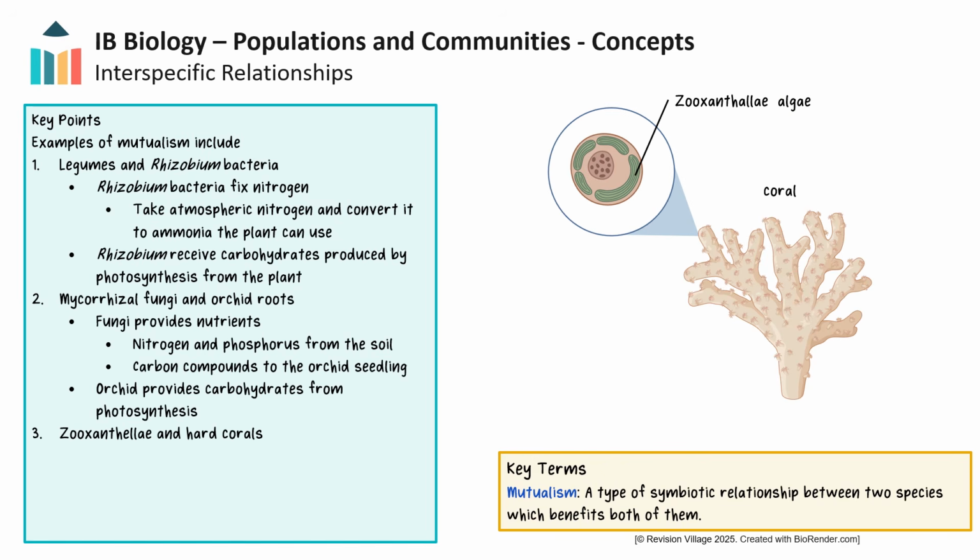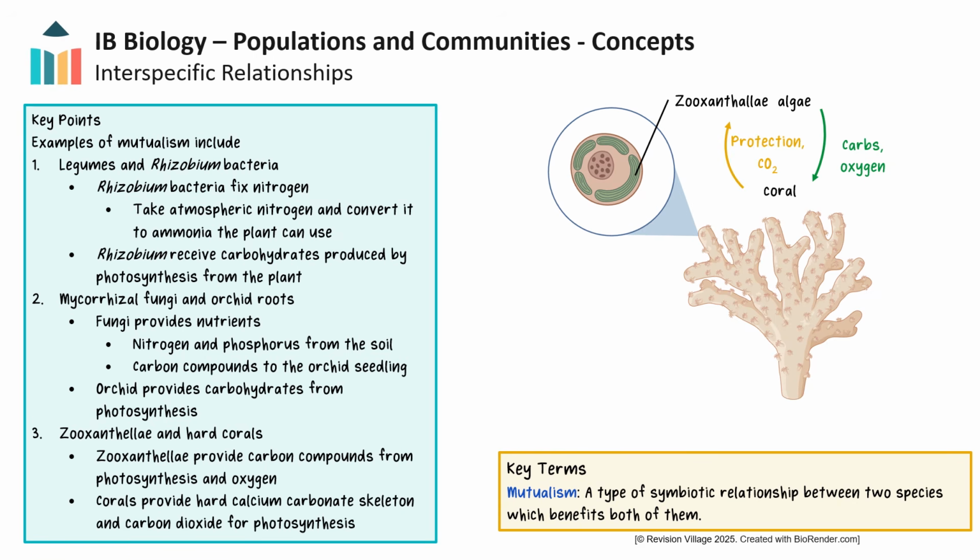Zooxanthellae and hard corals are another example. The hard corals produce a skeleton from calcium carbonate. These corals often contain symbiotic algae called zooxanthellae. The zooxanthellae supply carbon compounds from photosynthesis, as well as oxygen, while the coral provides the algae a safe environment within the calcium carbonate skeleton. The animal polyps within the skeleton also provide carbon dioxide to the algae. These relationships are often so integral that the species involved cannot survive without one another.